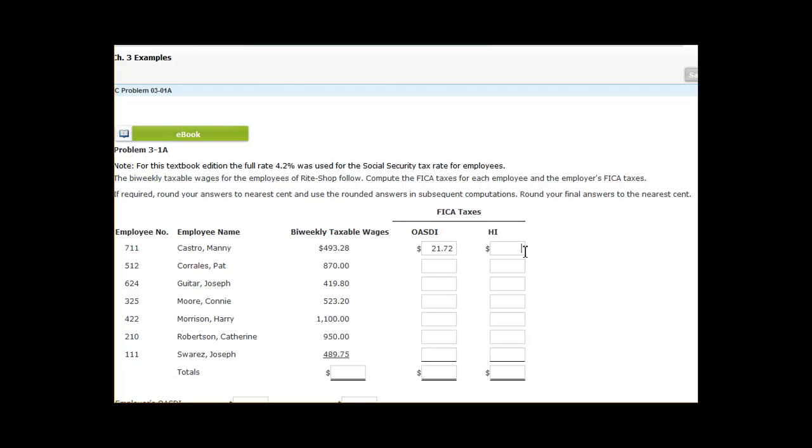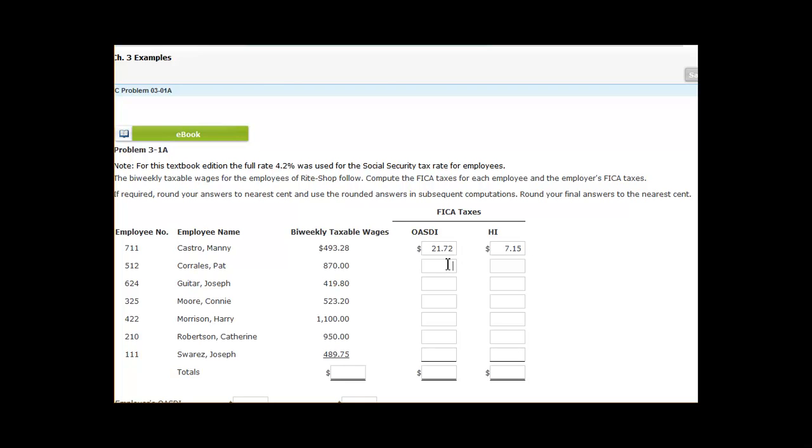Keep in mind that we're dealing with money, so that's going to round up to 20.72. Then we do the same thing for the HI tax. I'm not going to show you the calculator every time, but we take the same biweekly taxable wage, and everything in this column is multiplied times 1.45%. So 493.28 times 0.0145 is 7.15.